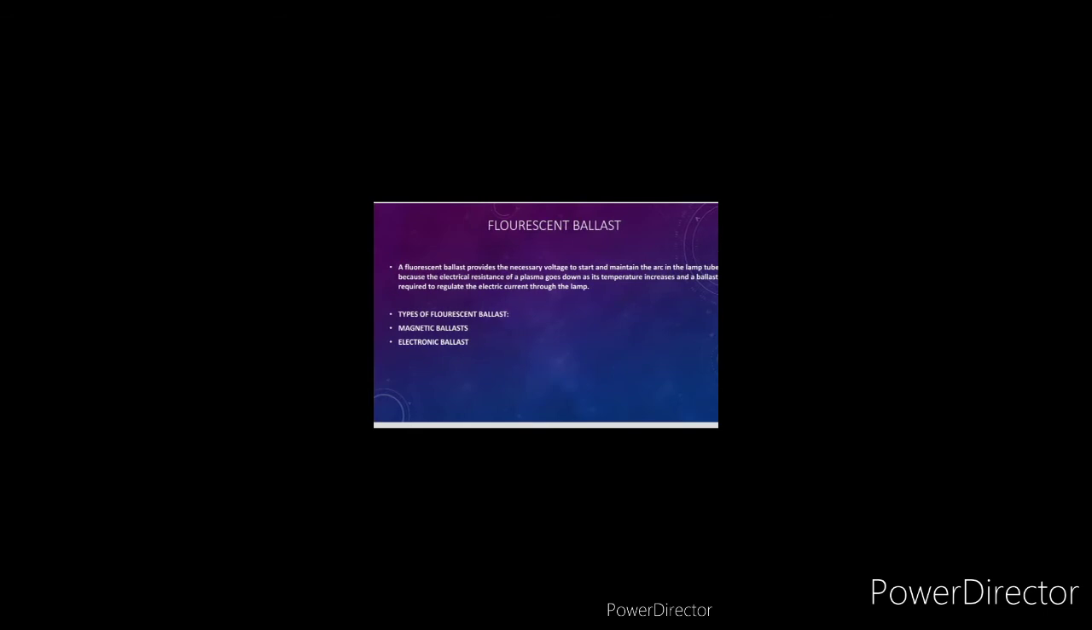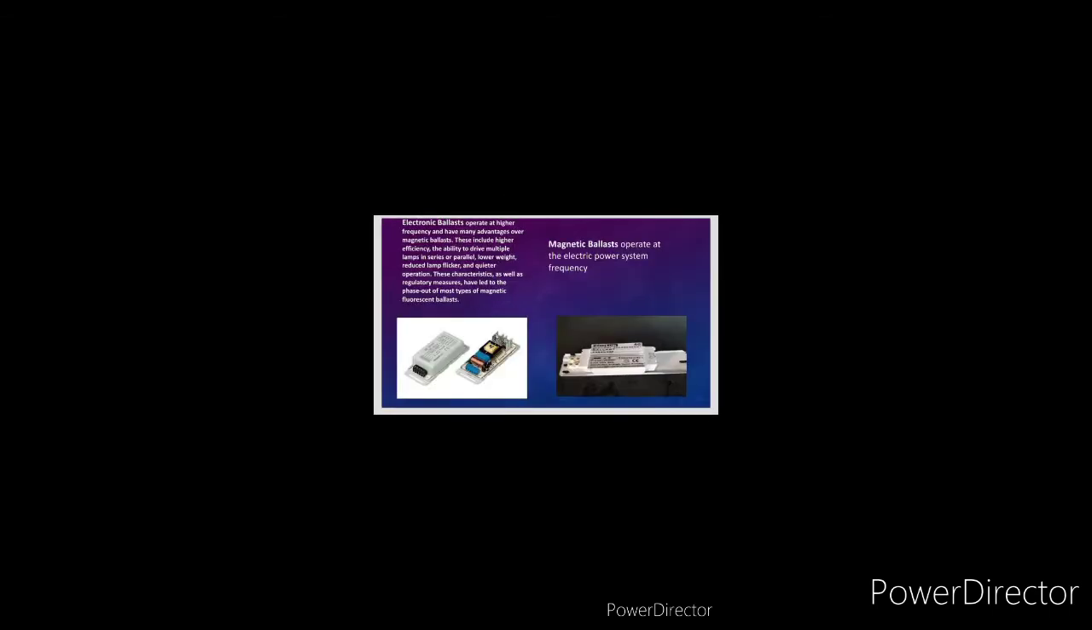Fluorescent ballast. A fluorescent ballast provides the necessary voltage to start and maintain the arc in the lamp tube. Because the electrical resistance of a plasma goes down as its temperature increases, a ballast is required to regulate the electric current through the lamp. So there are two types of fluorescent ballast: first is magnetic ballast, and second is electronic ballast.